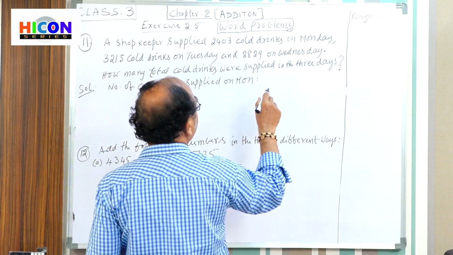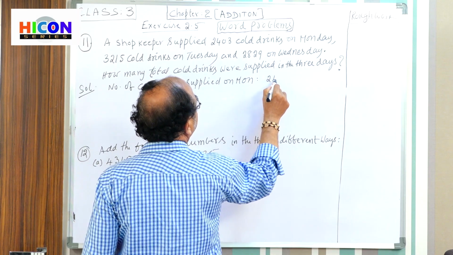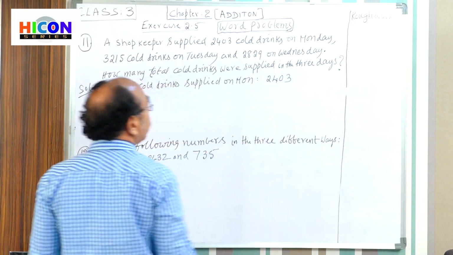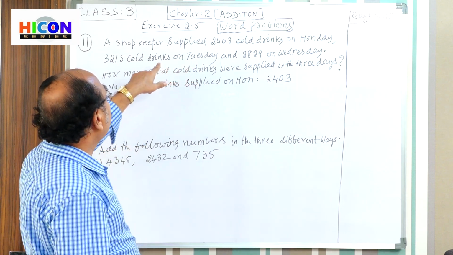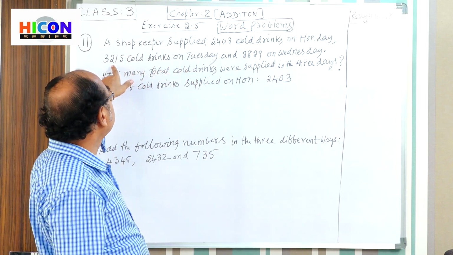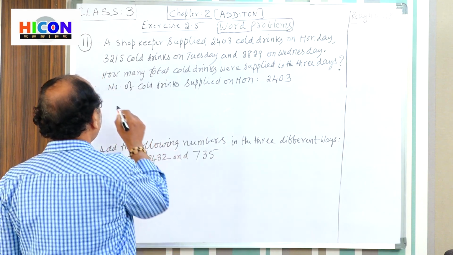How many drinks were supplied on Monday? 2,403. Next, on Tuesday, how many cold drinks were supplied on Tuesday? 3,250. Right? That is the second step.